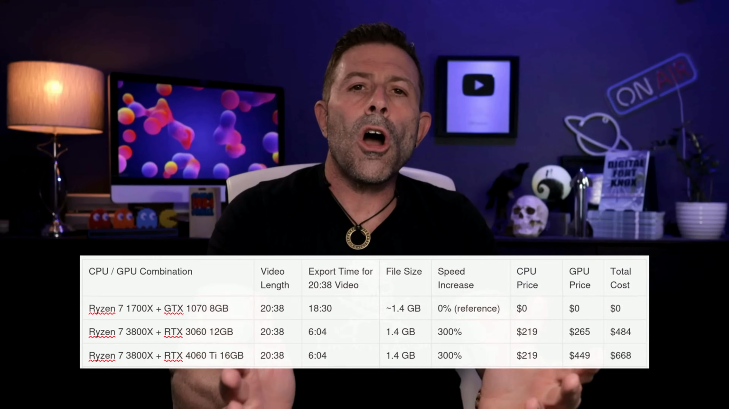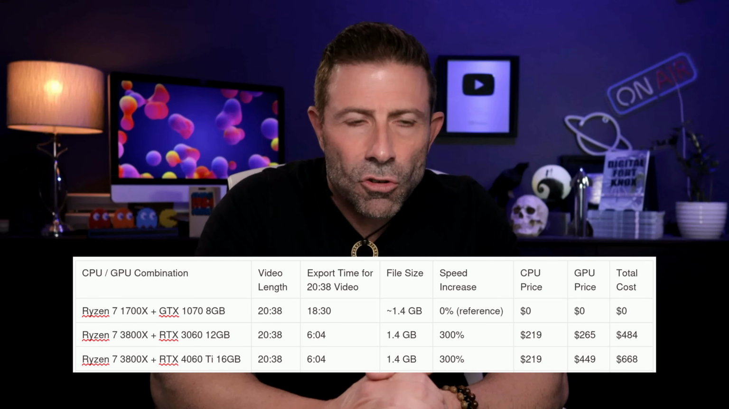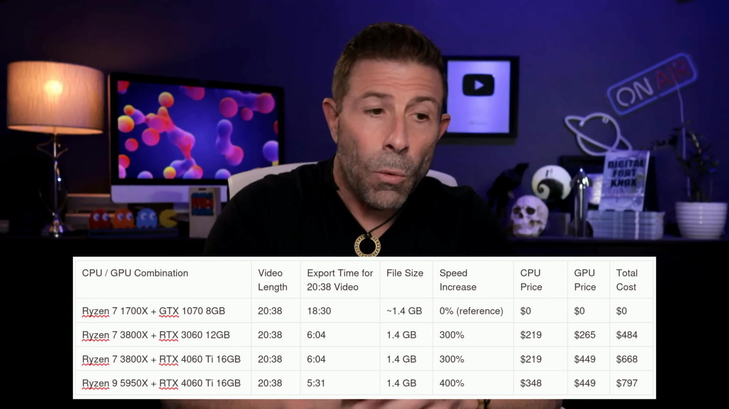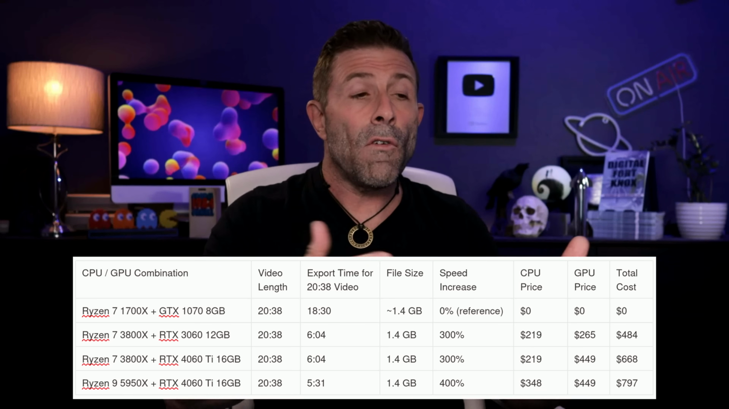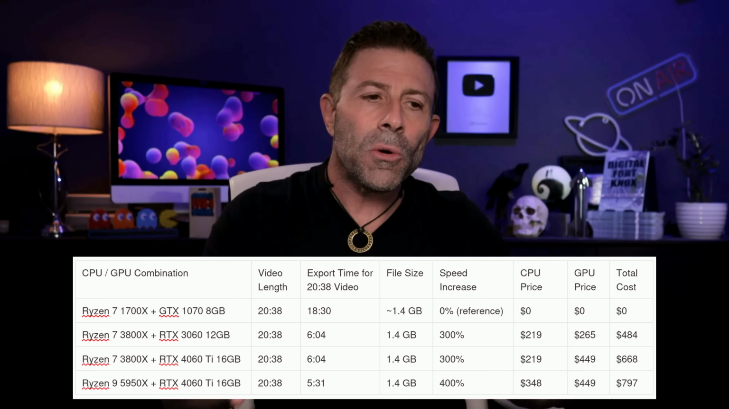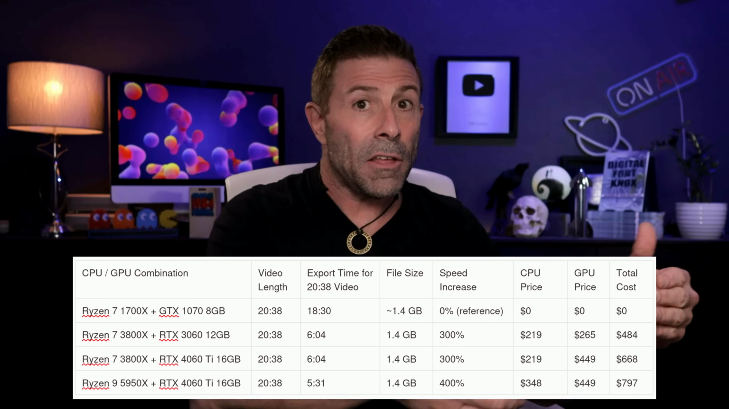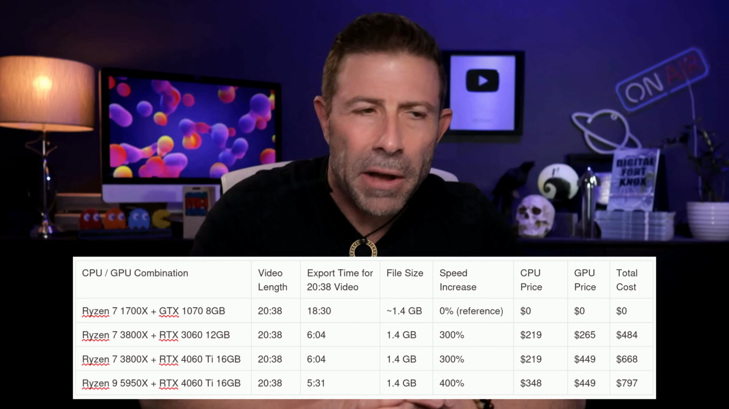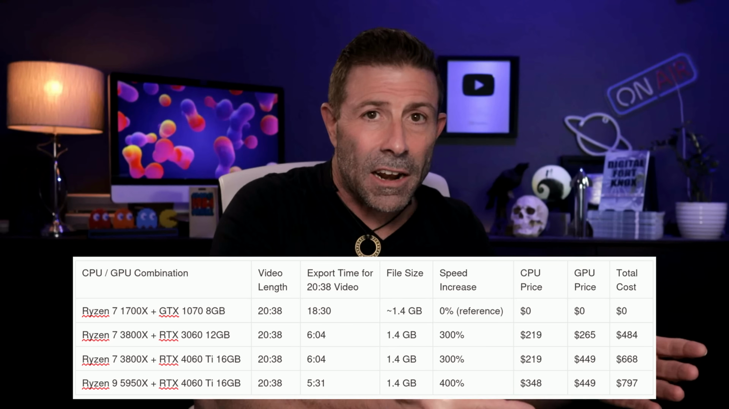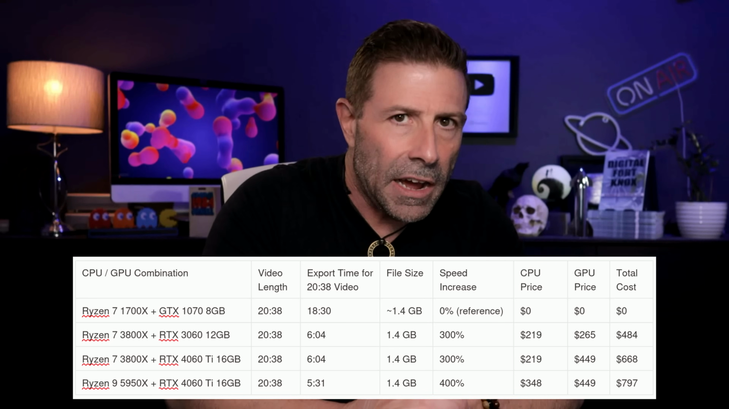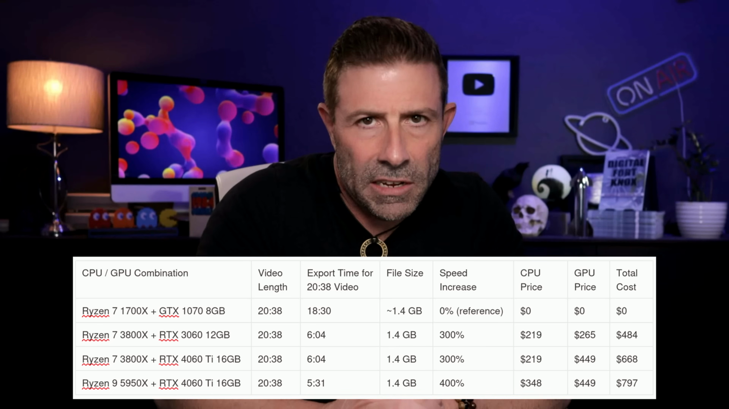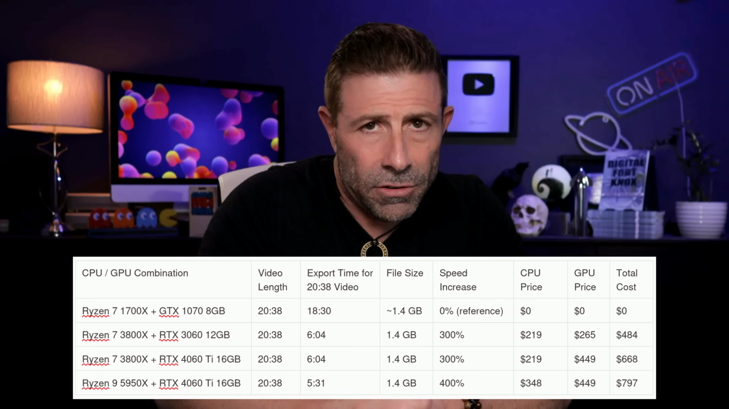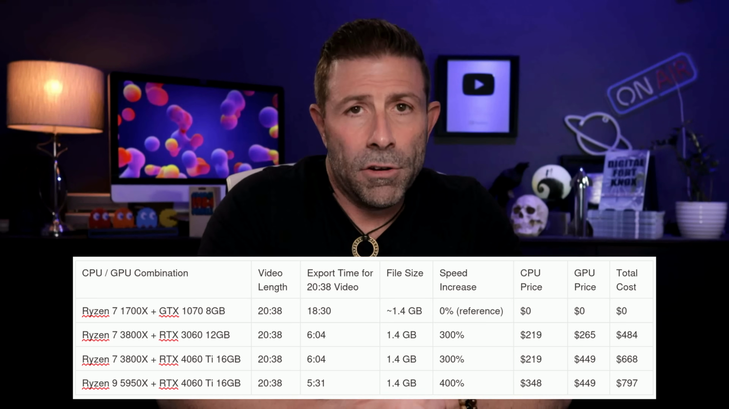Now, the difference in the cost is substantial. The cost for the CPU was $348, whereas the GPU was once again $449. So the total, when we use that 3800 with that 4060, was $668 in comparison to the latest setup, which is that Ryzen 9 5950 plus the 4060 graphic card. That in totality is $797. So let's call it $800.